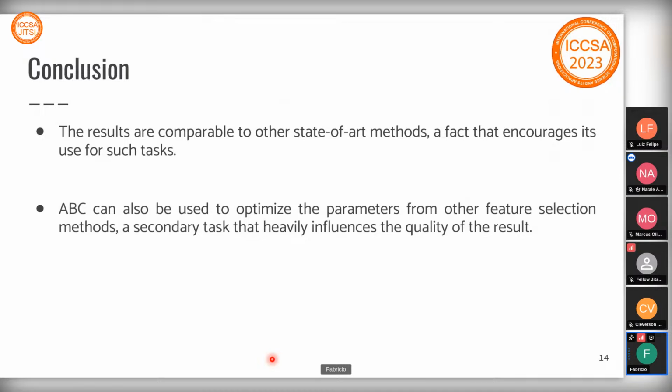ABC can also be used to optimize the parameters from other feature selection methods, which is a secondary task, which also influences the quality of the results. So we have several methods to perform feature selection, but many of them have lots of parameters to set, and so you are solving a problem, but you have another one to find which are the best of these parameters. So ABC can also be used to set the best of these parameters.